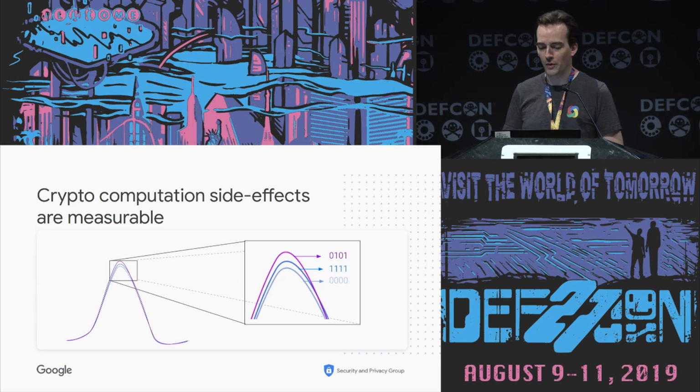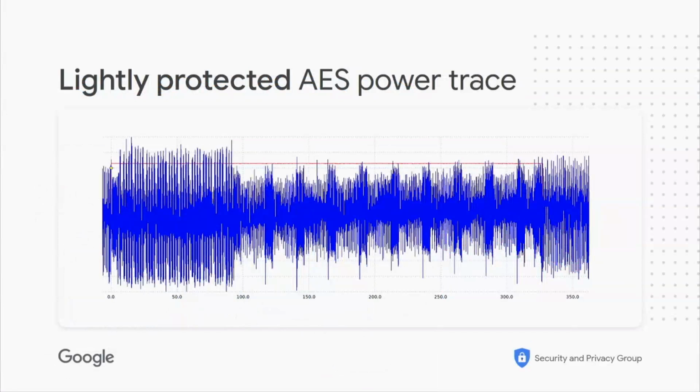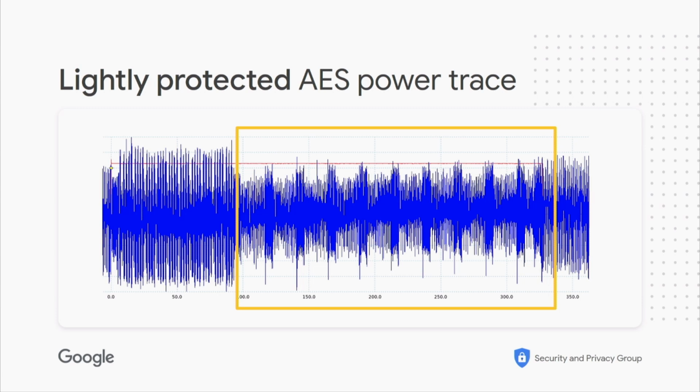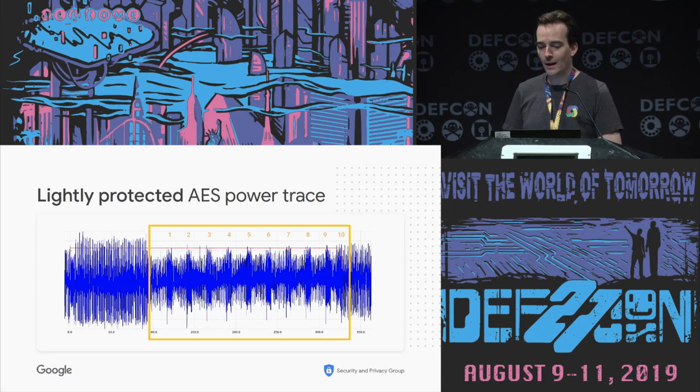Here we see a full trace of a lightly protected AES trace. It's AES 128. And if we take a deeper look at this particular box, we can see some humps and some repeating patterns. And if we count them, there are actually 10 humps, and that exactly corresponds to the 10 rounds of AES 128. So you see that it can also be very visual.